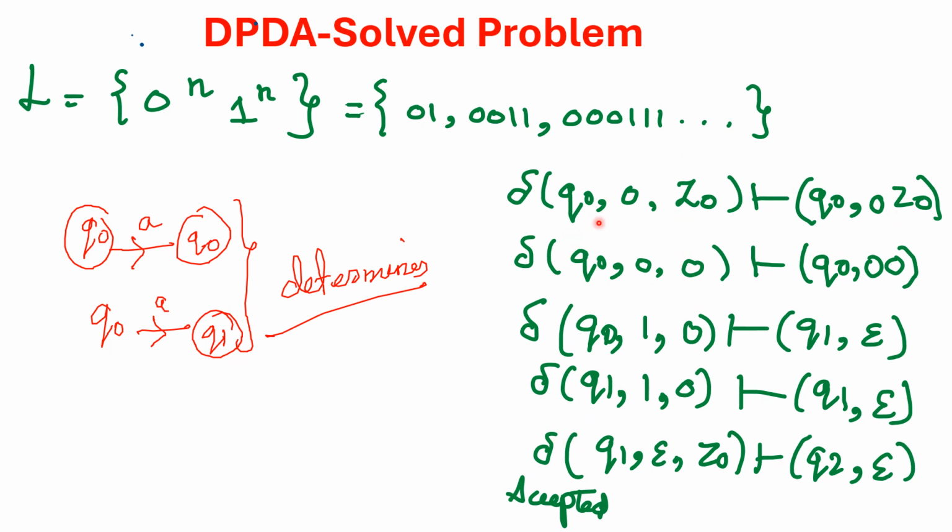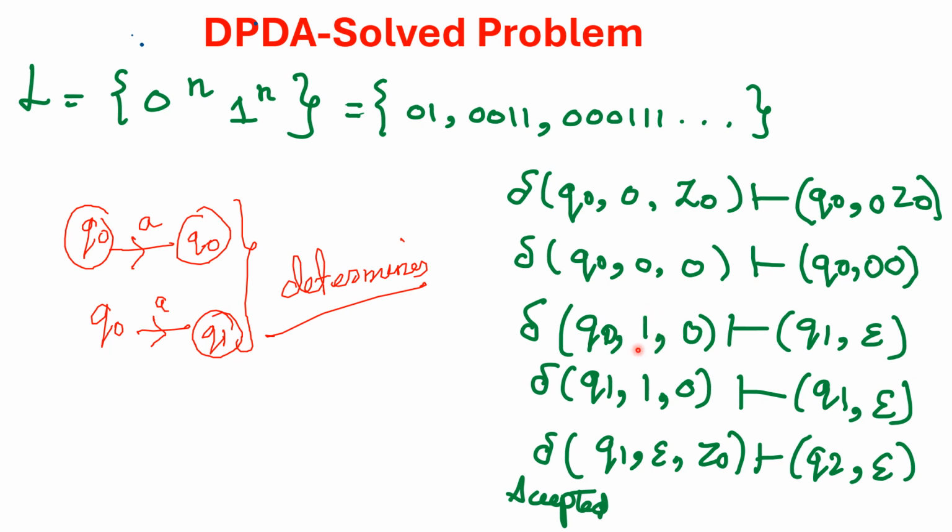Initially we always start with Q naught. When we read the value 0 and the stack symbol is Z naught, we push. After pushing at least one value, the top of the stack symbol will be 0. If the input is 1 and the top is 0, you have to pop the value, and again read the next character.